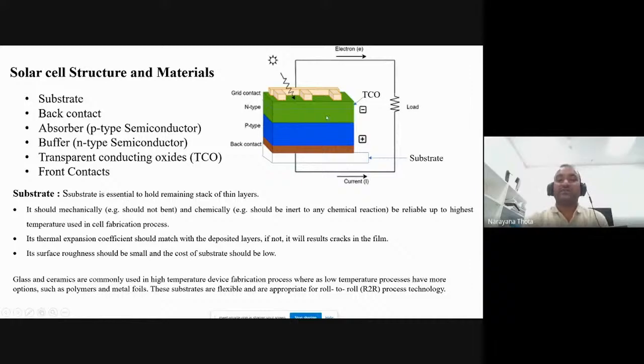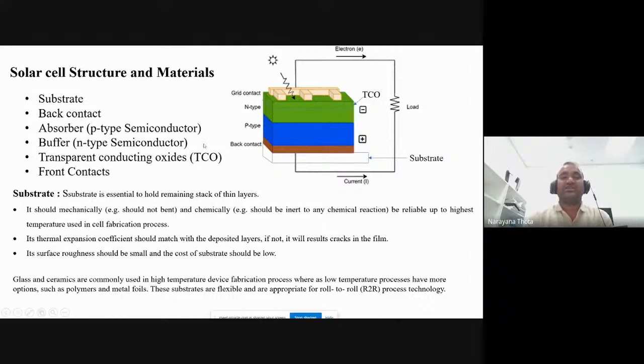And for the junction formation, we have to take one more, n-type material, and once the junction is formed, one is the top contact and the other is the back contact. Because these are thin film materials, they cannot sustain themselves. They need a support, which we call a substrate. So one is the substrate, the other is the back contact, next is the absorber material, that is the p-type material, and next is the buffer material, that is the n-type material.